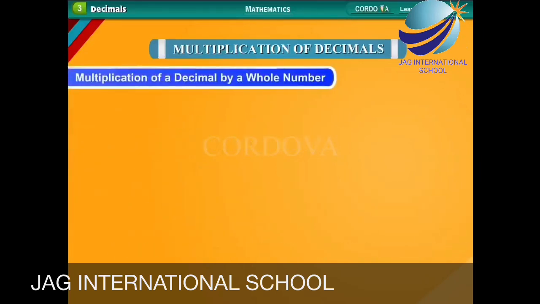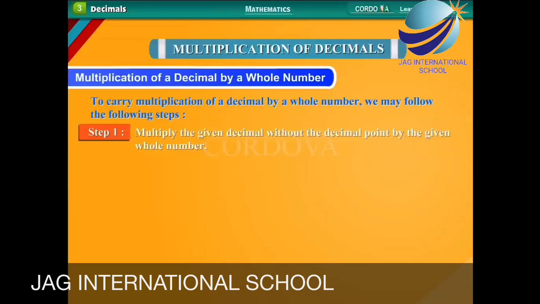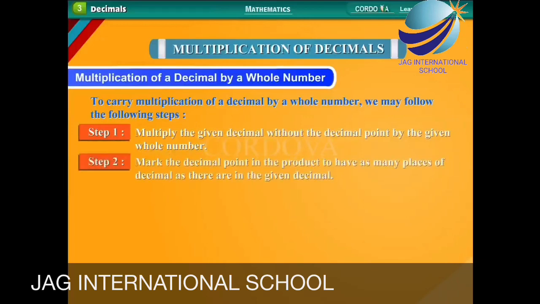Multiplication of a decimal by a whole number. To carry out multiplication of a decimal by a whole number, we may follow these steps. Step 1. Multiply the given decimal without the decimal point by the given whole number. Step 2. Mark the decimal point in the product to have as many places of decimal as there are in the given decimal.